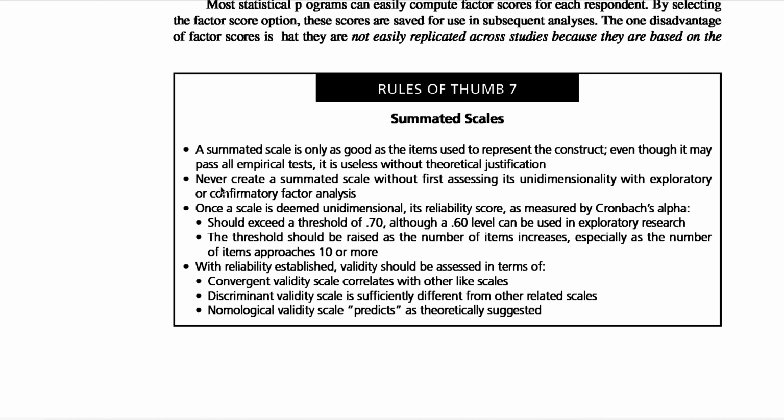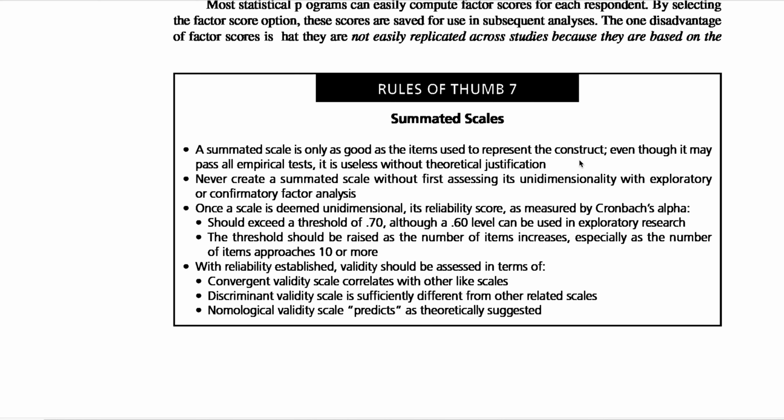A summated scale is only as good as the items used to represent the construct, even though it may pass all empirical tests. That is, it is useless without theoretical justification. Never create a summated scale without first assessing its unidimensionality with exploratory or confirmatory factor analysis. Once the scale is deemed unidimensional, its reliability score, as measured by Cronbach's alpha, should exceed the threshold of 0.70, although a 0.60 level can be used in exploratory research.